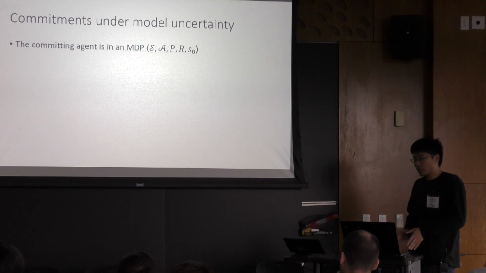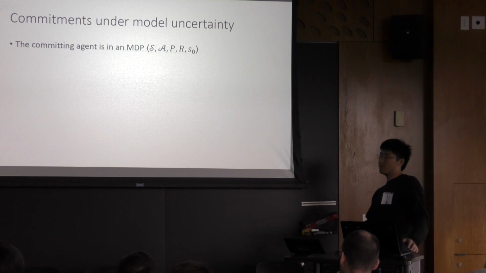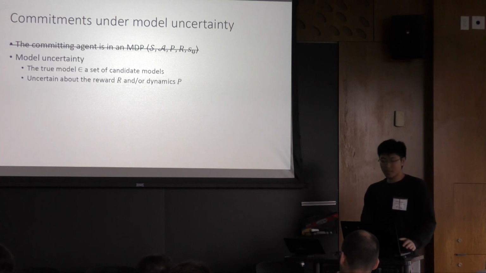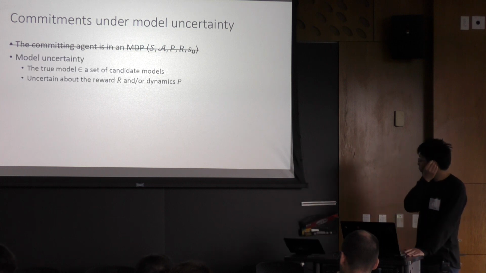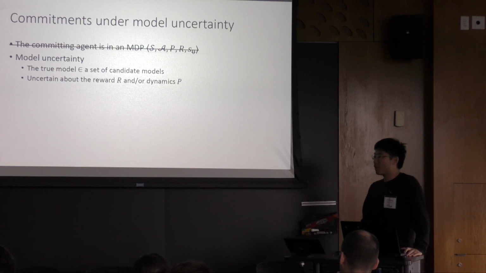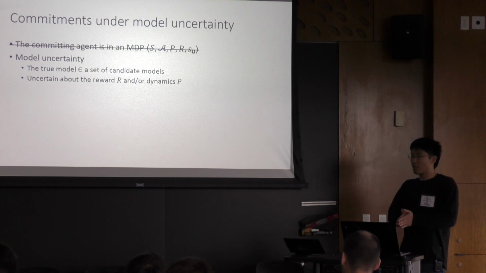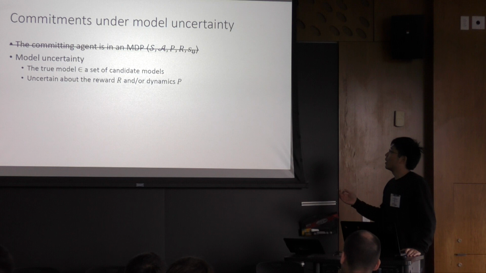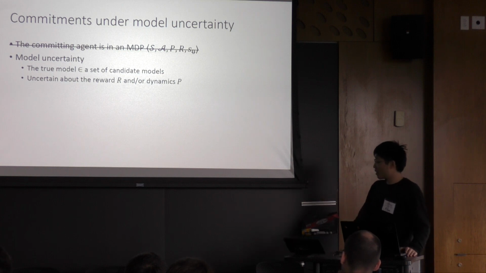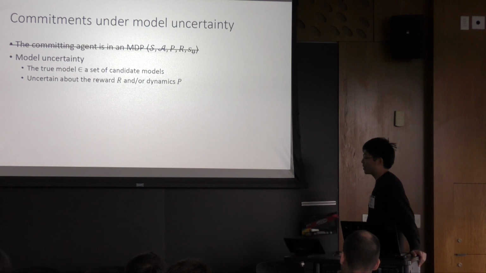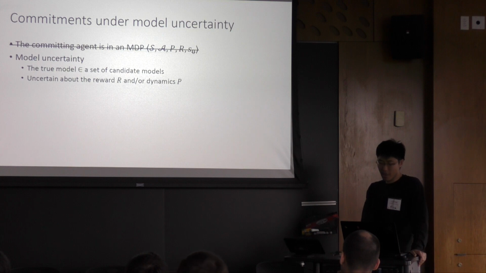We've just talked about the scenario where the committing agent is very certain about every parameter of its MDP. But what if not? The problem is much more interesting when we have model uncertainty. So here we consider model uncertainty where the true world model, the true MDP, comes from a set of candidate Markov decision processes. The committing agent is uncertain about its parameters, basically the reward function and the transition dynamics.